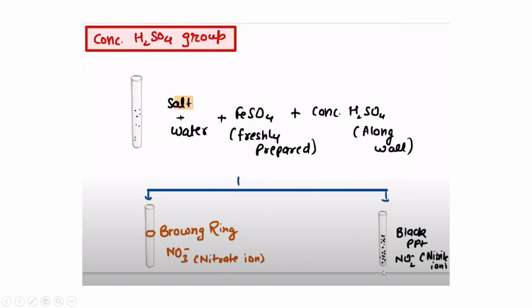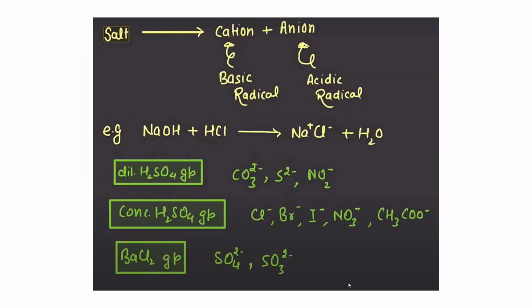Nitrite ion will be in the dilute sulfuric acid group. Here itself we can identify. So nitrate means there will be a brown ring. If it is a black precipitate, it is called nitrite ion, right? Now, next, what are the things present apart from the nitrate, which we have completed? So you have to go for acetate and halogens, right?